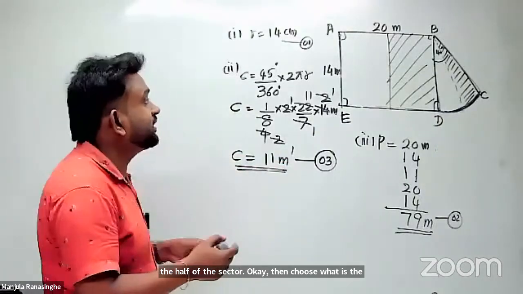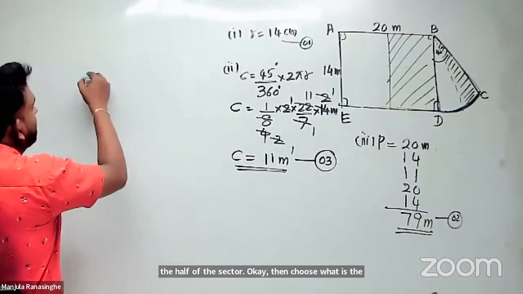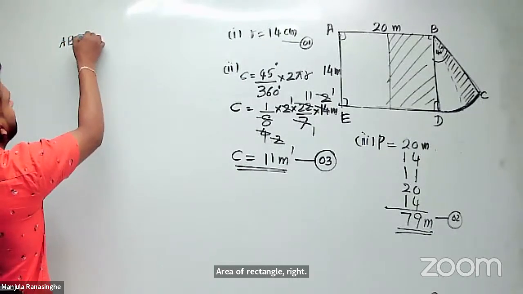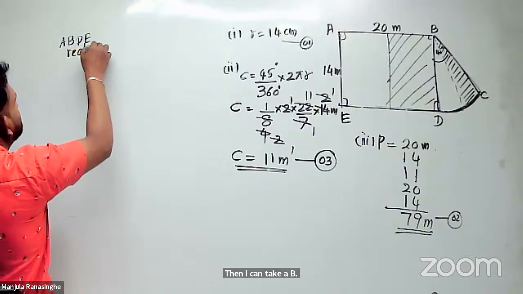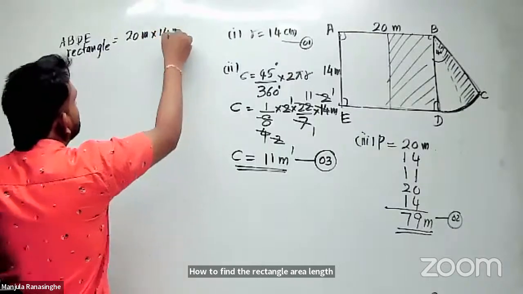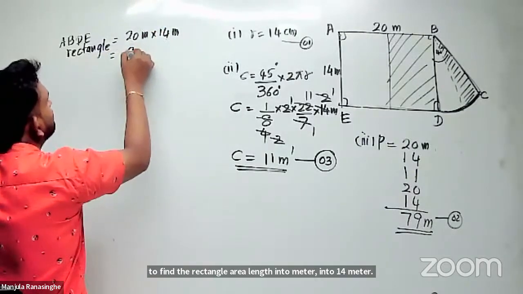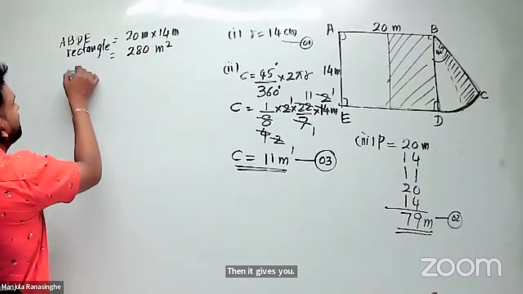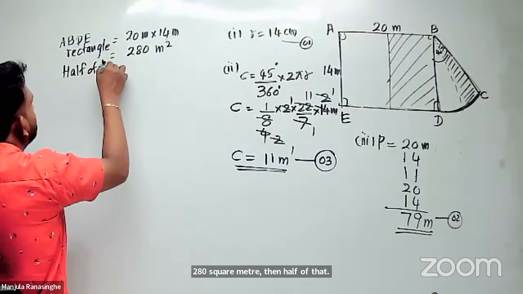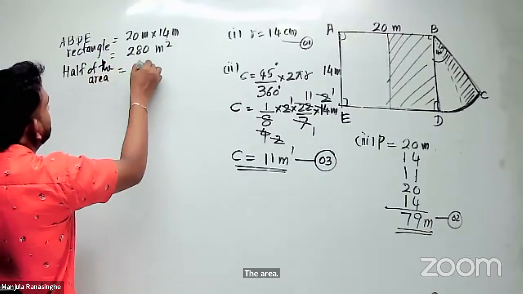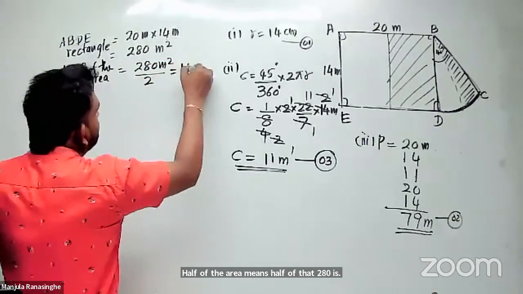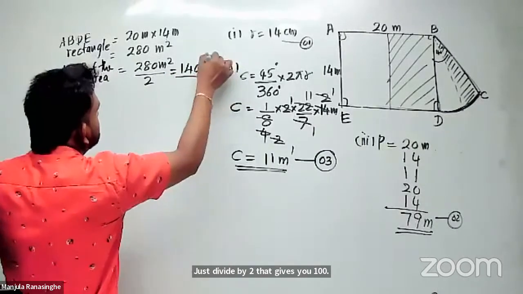I will try the half of the area of the rectangle first. I can check the rectangle ABDE. How to find the rectangle area: length into breadth, 20 meters into 14 meters. That gives you 280 square meters. Half of the area means half of that 280 square meters. Just divide by 2. That gives you 140 square meters. Okay, so this is the first part.